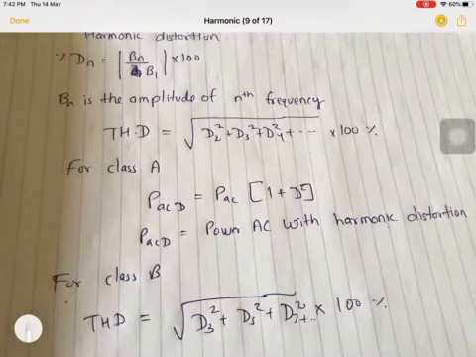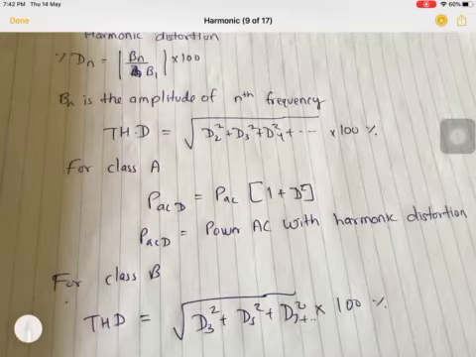In a general power amplifier, there are 2 types of distortion present. One is harmonic distortion, the other is crossover distortion. What crossover distortion is, we will discuss later. Now first, what is harmonic distortion? Harmonic distortion is calculated as percentage Dn = Bn by B1 into 100, where Bn is the amplitude of the nth frequency component present in the output signal.